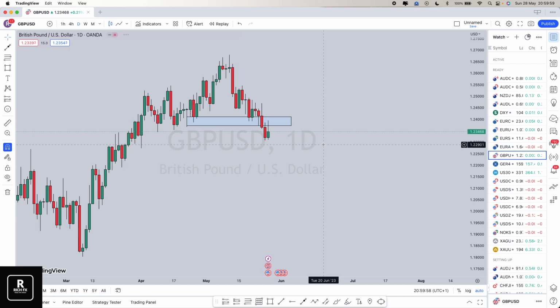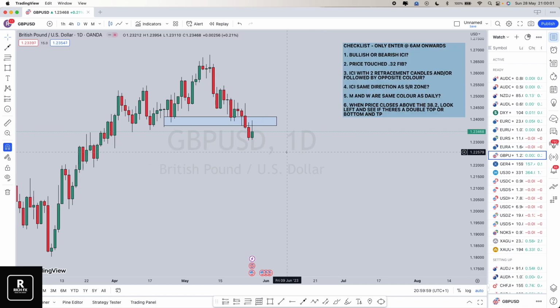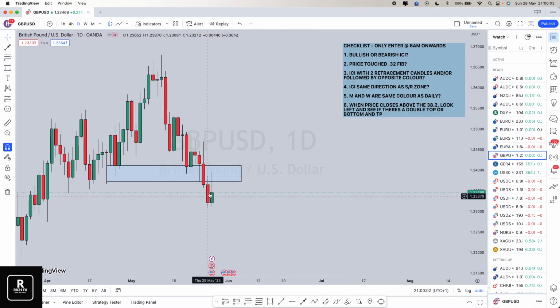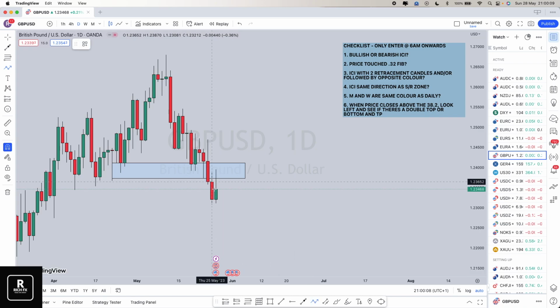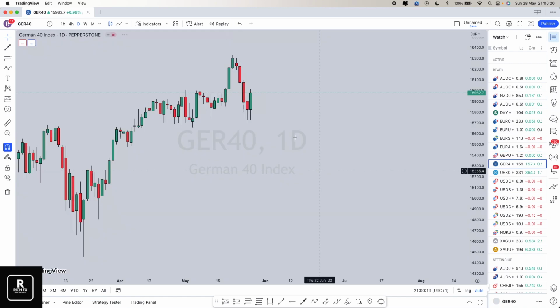All right, next pair, GBP USD. Same thing. You've got your first retracement candle. It's already touched that zone. I'm looking for another retracement candle. If the price does come back into this area, again, we're looking for the break and retest of the 61.8, and we take off. Fairly simple. So that's what we're looking for on this pair.